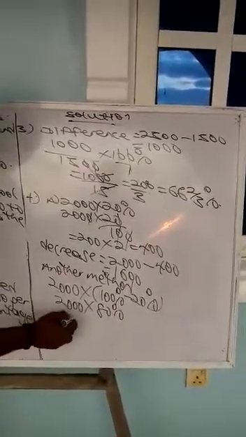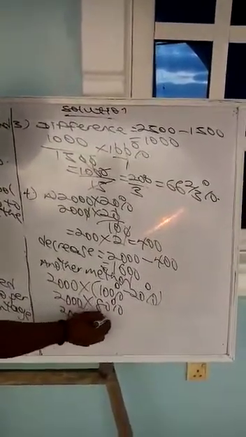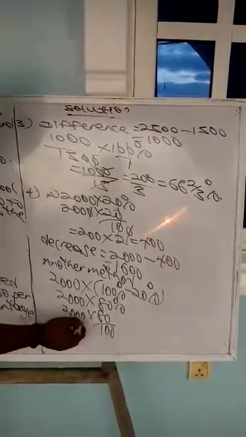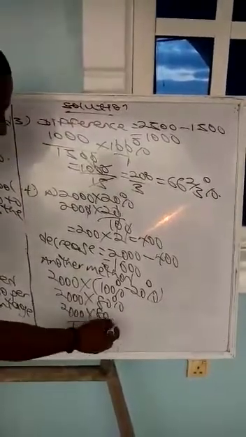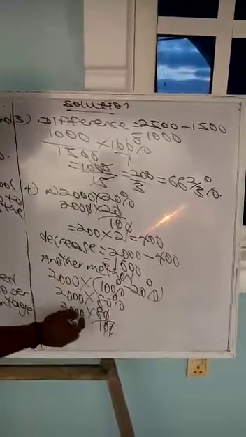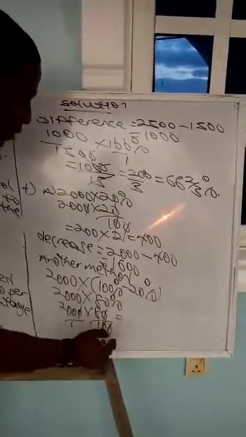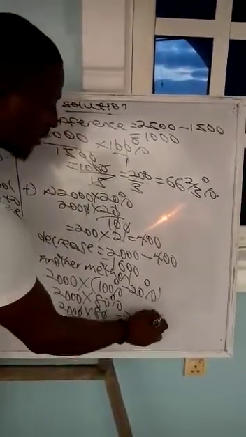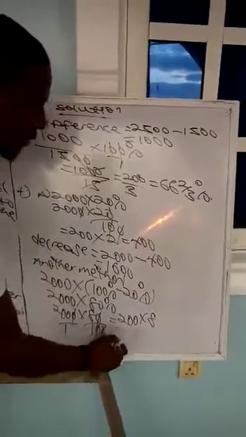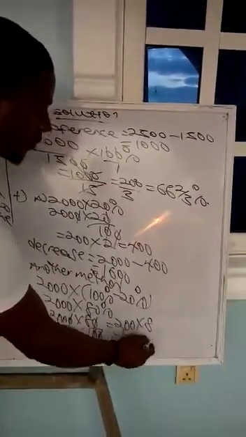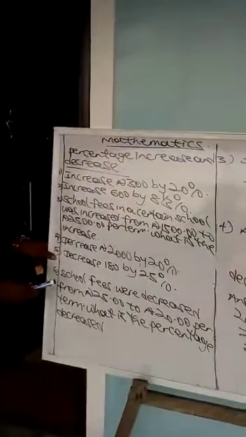That will simply give us 2000 times 80 over 100. Then we have over 1. 0 can cancel out 0. 0 can cancel out 0. We are going to be having 200 times 8. And that is going to give us 1600. We are going to question number 5.